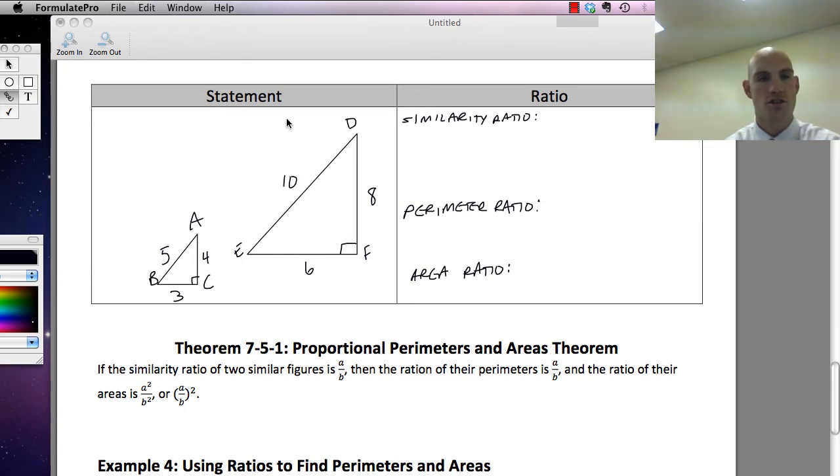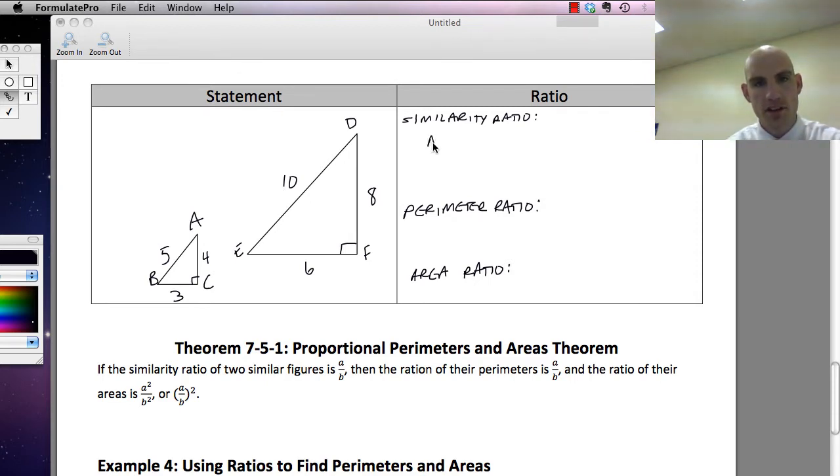As you can see here, we have two right triangles. This is a 3, 4, 5 right triangle, and this is a 6, 8, 10 right triangle. Those are two really great triangles to memorize as right triangles for standardized tests and things like that. That's a little bit extra information there. So let's talk about the similarity ratios.